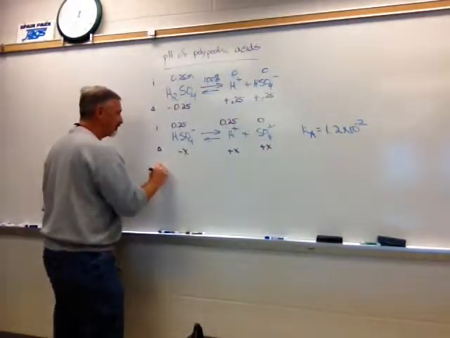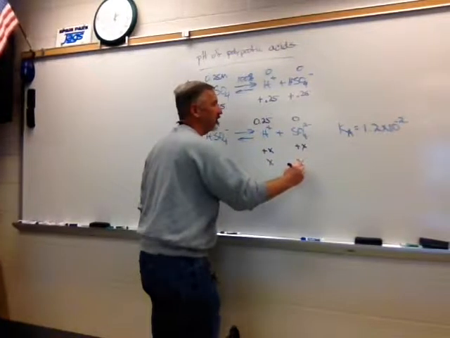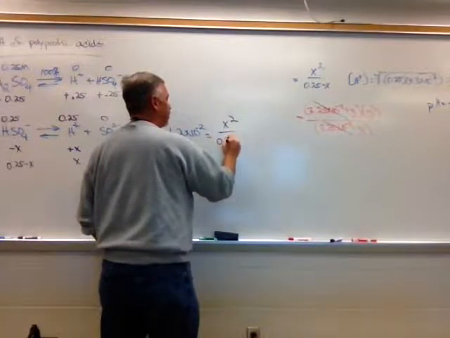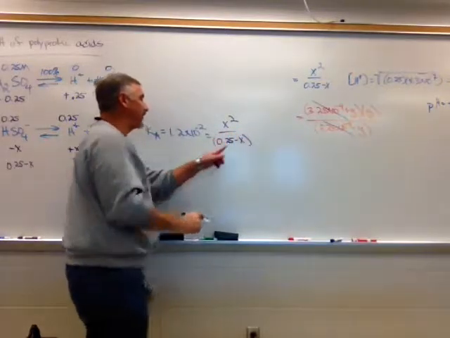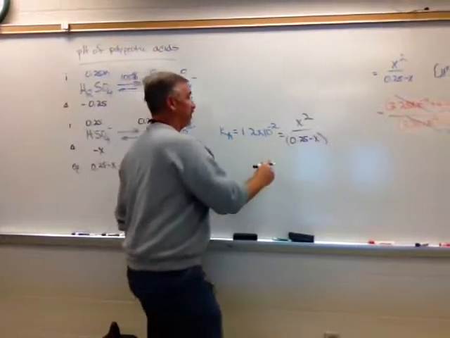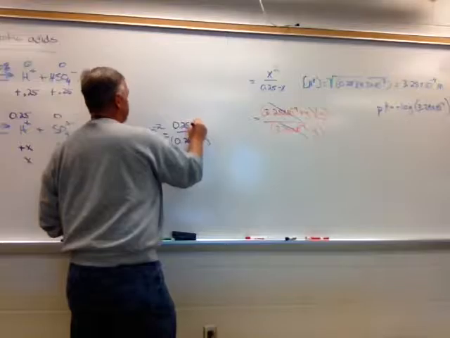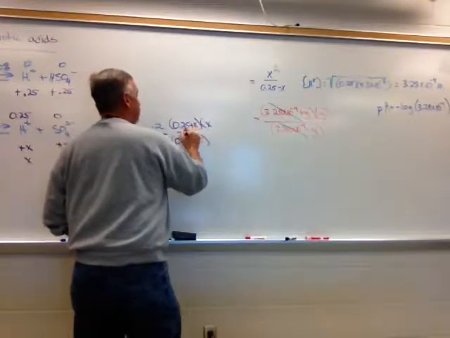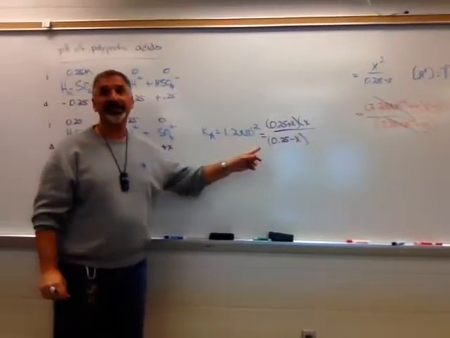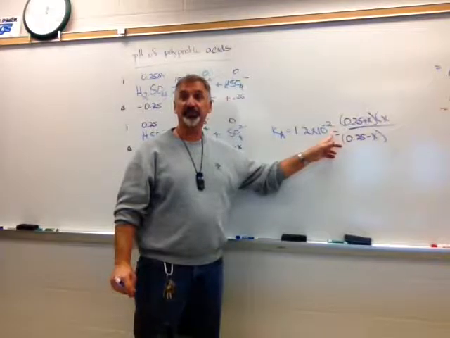Now here's another problem with this one. 0.25 minus x, x and x. So when I plug this into here, we get x squared over 0.25 minus x. Now we have 10 to the minus 1, 10 to the minus 2. 0.25 plus x, oh yeah, on the top. So it does the same thing as the last one? No, it doesn't. Why not? There's not enough difference between the Ka and the concentration, because now we can't assume x is negligible. Because it's 10 to the minus 1 and 10 to the minus 2.